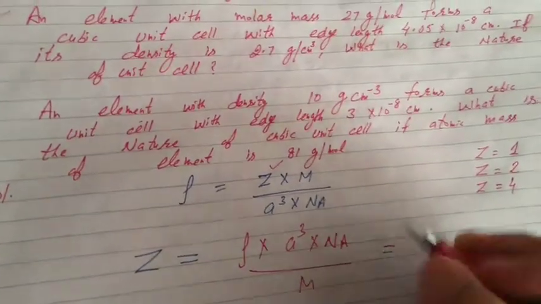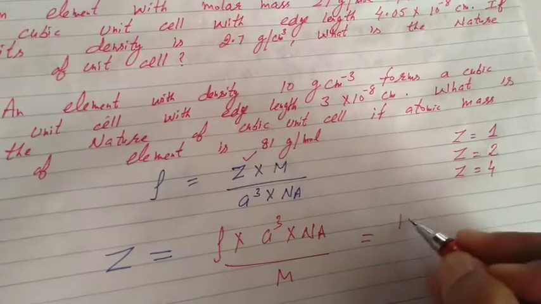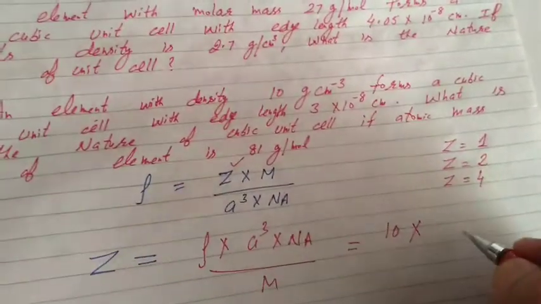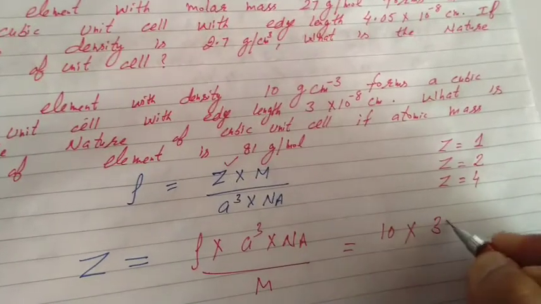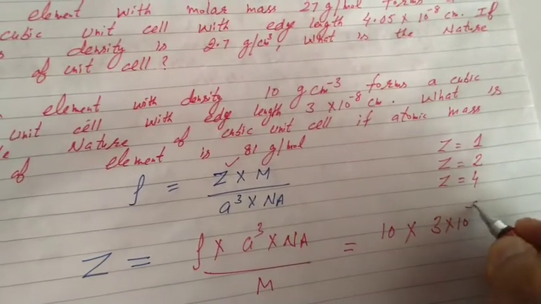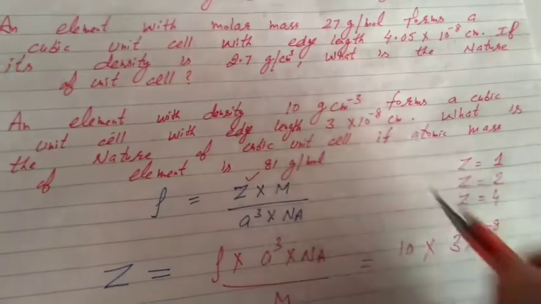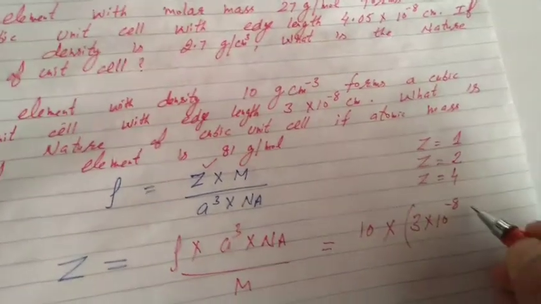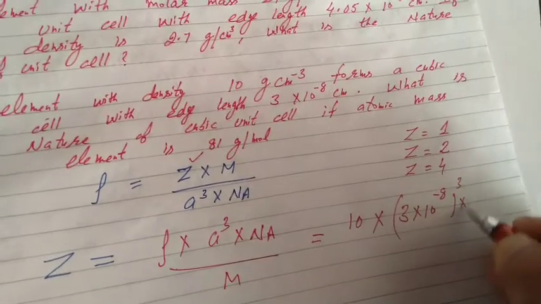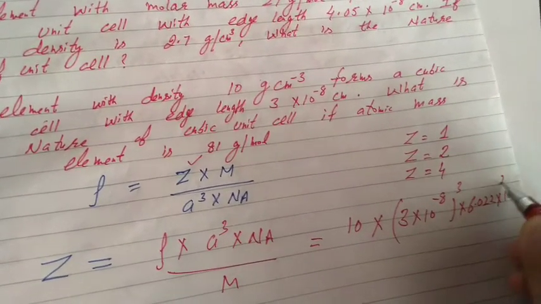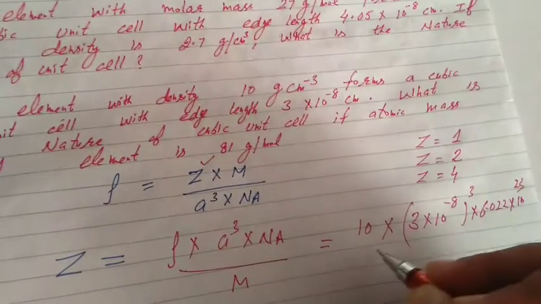Friends, density is already mentioned in the question, 10. A length is already in centimeter. If it is not in centimeter, then please convert it to centimeter. 3 into 10 to the power minus 8. Because density is in gram per centimeter cube, so A length must be in centimeter. A cube. You know what is Avogadro's number? 6.022 into 10 to the power 23 upon mass.